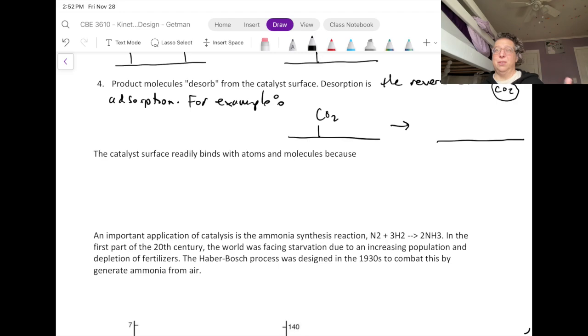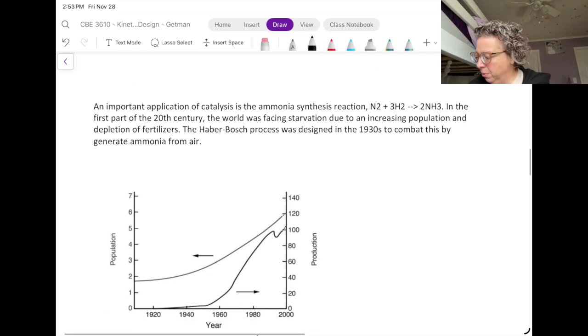The atoms on the surface are hence hungry to form bonds. So they're going to bind with these different reactant and product species and intermediate species because they want to form bonds. So the creation of the surface is largely what makes catalysis possible.